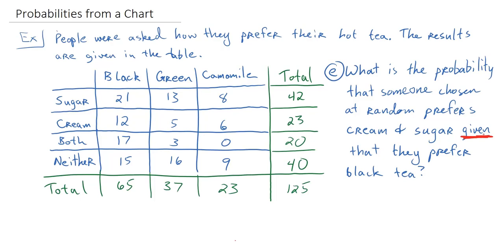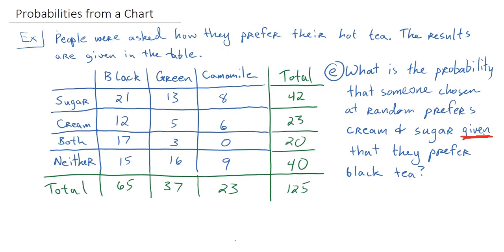You know, what's the probability that I draw a king, assuming I've already drawn a king and ate it. So that's the kind of thing we're looking at. Something has already happened, or I know some inside information that makes things a little bit more probable. So here we're saying what's the probability that someone chosen at random prefers cream and sugar, given that they prefer black tea.